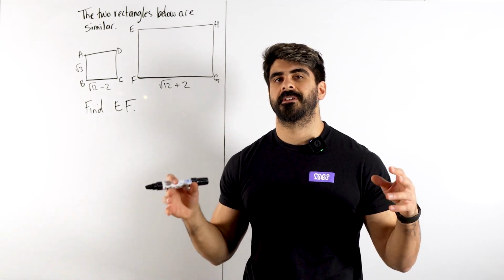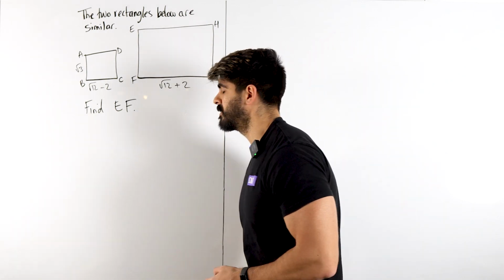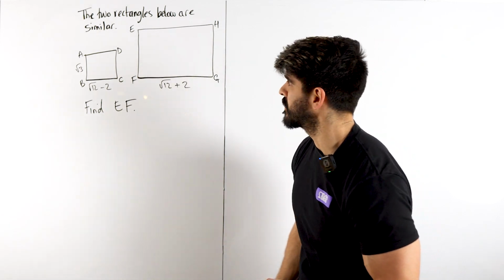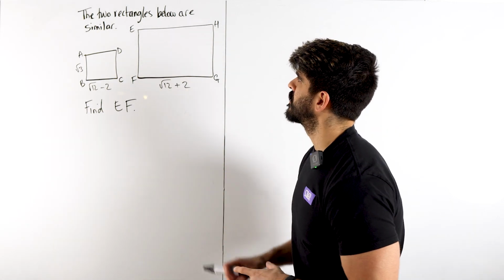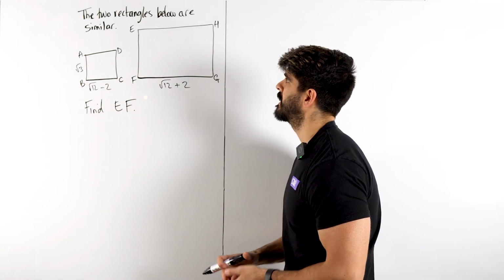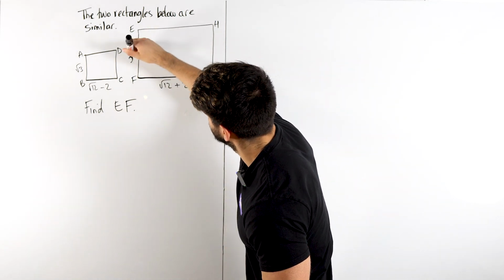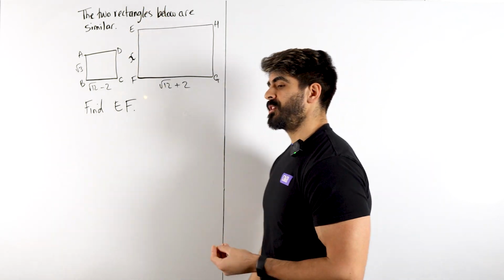Similar shapes and surds. They can ask this, and it'll be regarded as a more difficult GCSE type question. Non-calculator, by the way. It says the 2 rectangles below are similar. Find EF. So find this length. Call it X. Now, students do this in different ways.